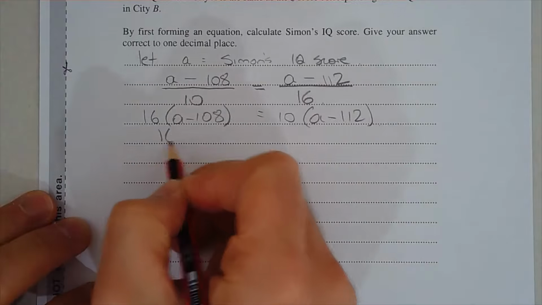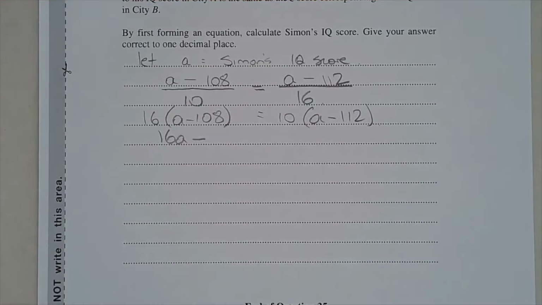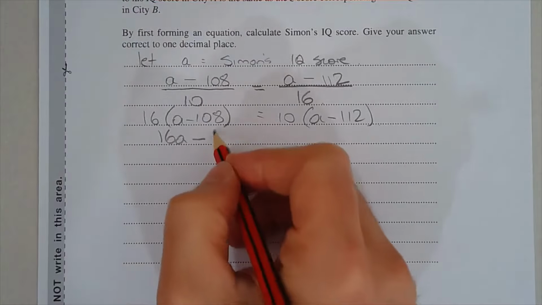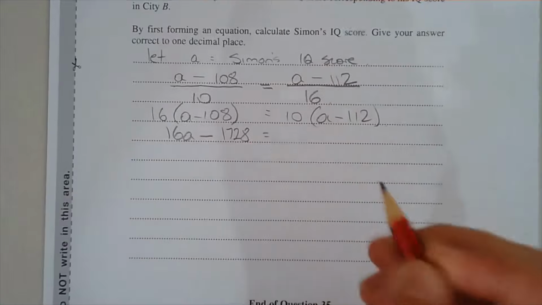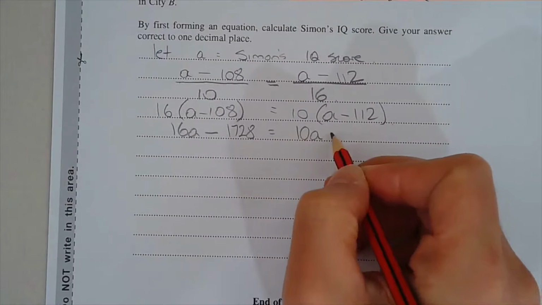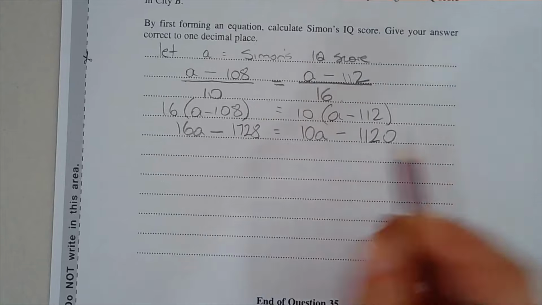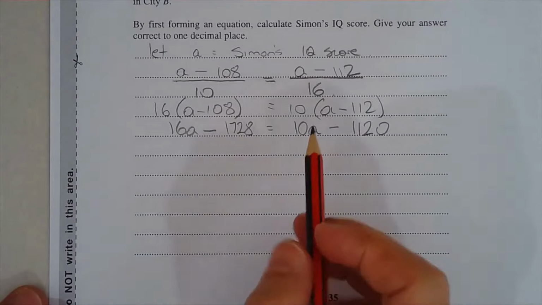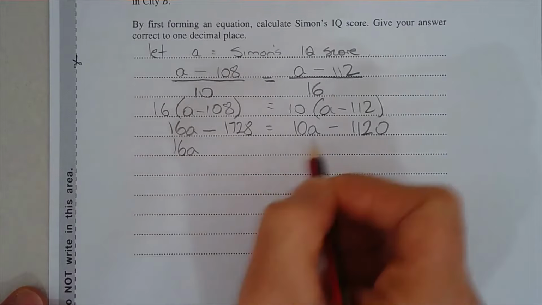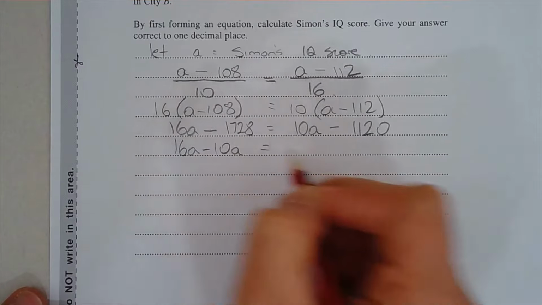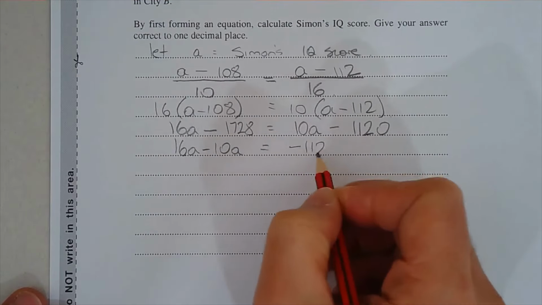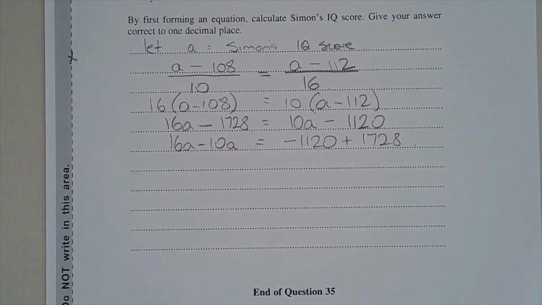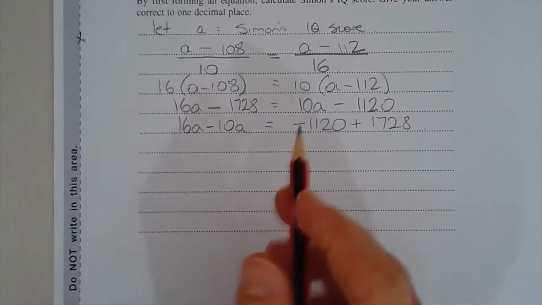Expand the brackets, so 16A minus, now 16 times 108, that's 1728, is equal to 10A minus 1120, so that's 10 times 112. Now let's collect the like terms, so 16A minus 10A is equal to negative 1120 plus 1728. It's just the algebra really from this point on. 16A minus 10A, that's 6A.